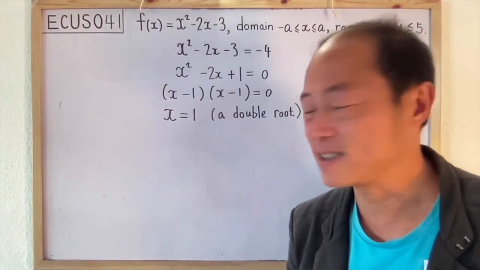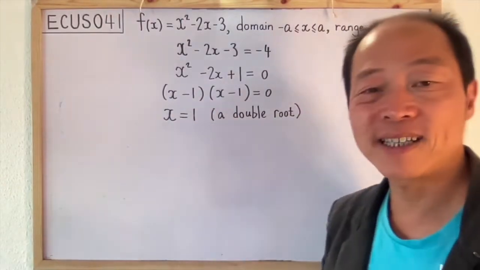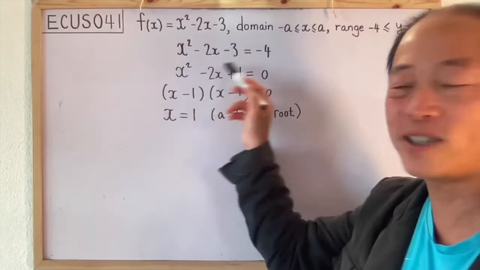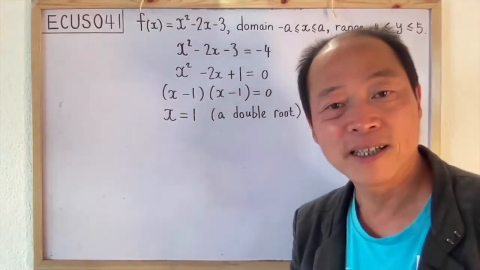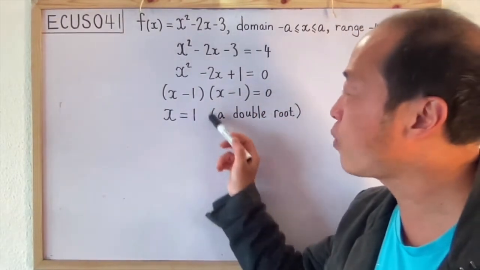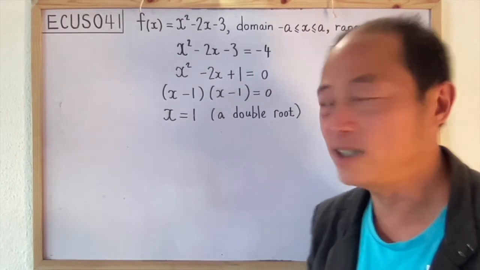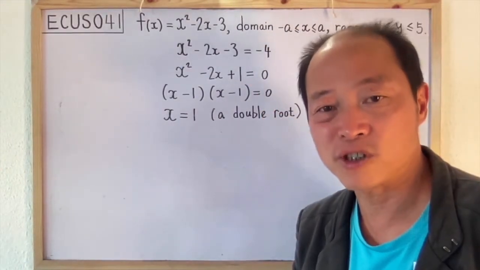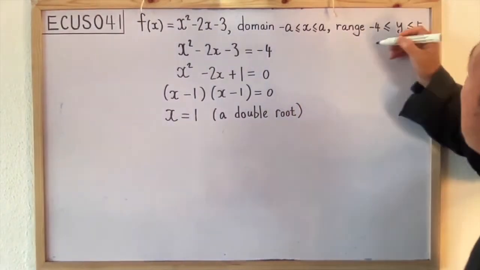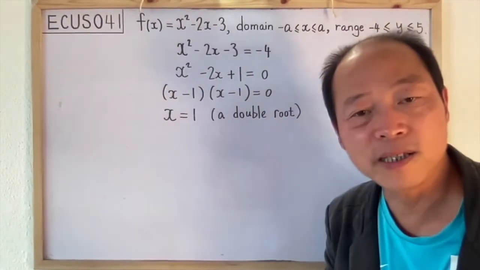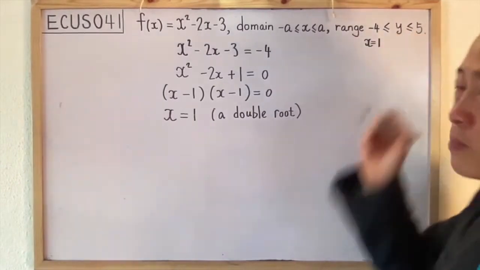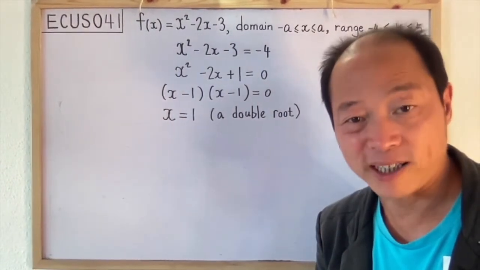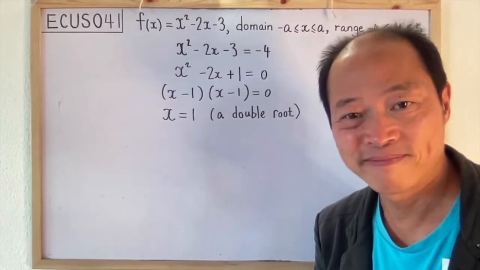Also notice that x equals 1 satisfies this equation and this equation and this equation. This means that when the function input is 1, the function output is minus 4. This answers the first question. When x equals 1, the function output is minus 4, and this happens at the vertex of the quadratic graph.